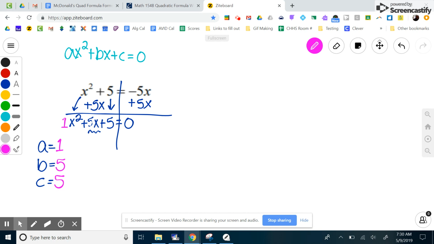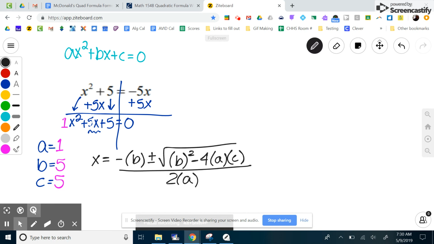Write down the quadratic formula on your paper. The quadratic formula is x equals the opposite of b plus or minus the square root of b squared minus 4ac, all over 2a. If you need to pause the video and write that down, please do. Remember, if you have this quadratic formula memorized, you get a bonus point on your test.